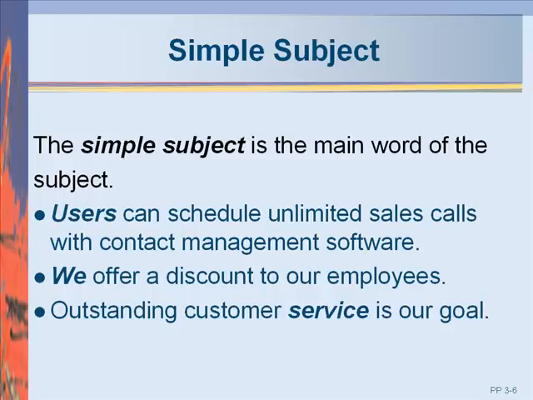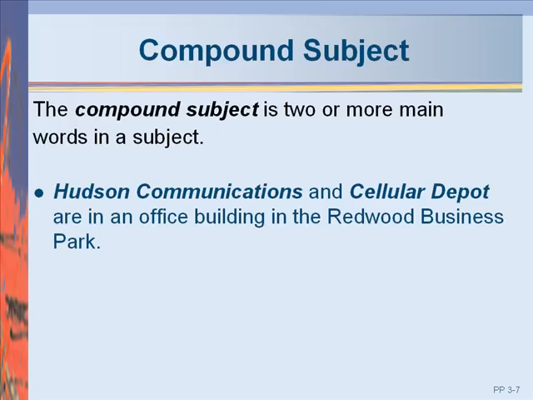Now this next one, the simple subject is service, and outstanding and customer are adjectives describing what kind of service. The simple predicate is a linking verb, is. The compound subject has two or more main words, and they're typically connected by and. So the compound subject in this sentence is Hudson Communications and Cellular Depot. The predicate is a linking verb, are.